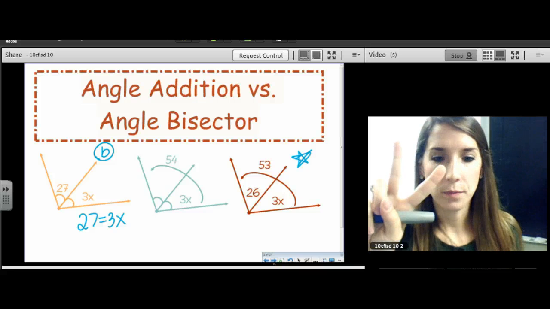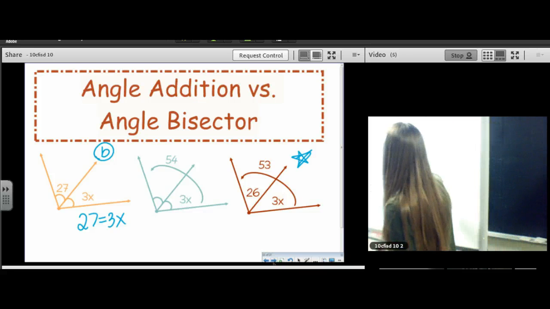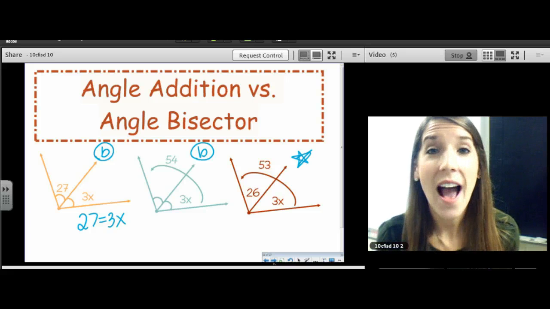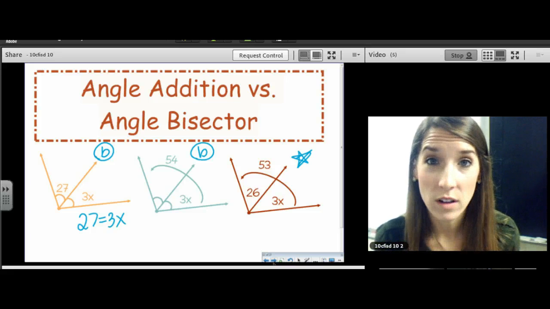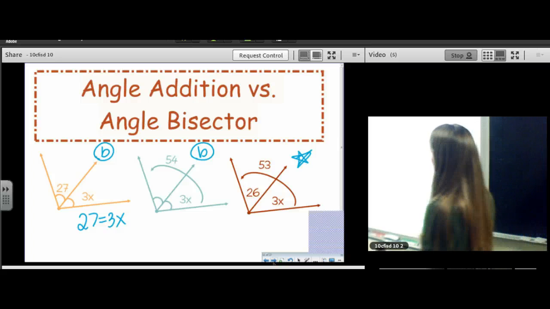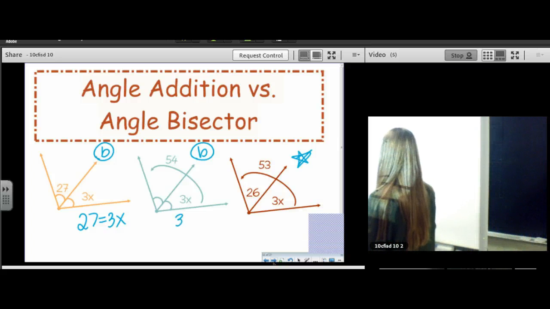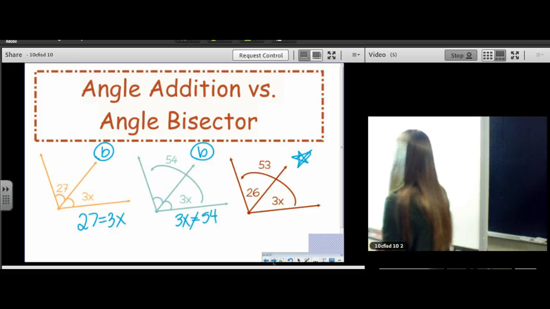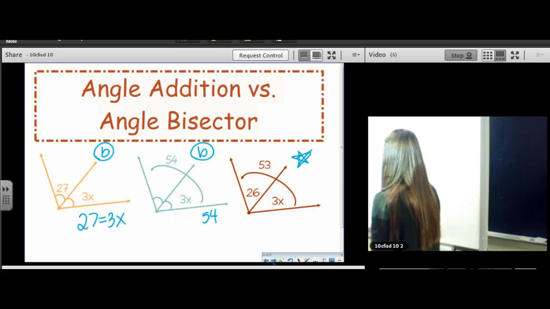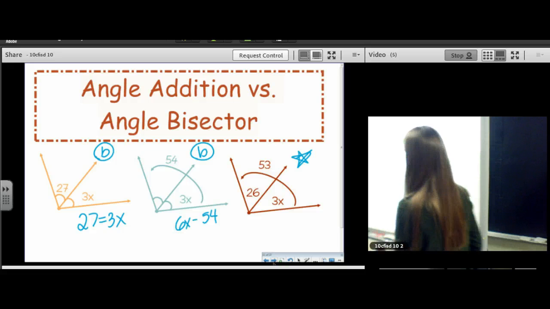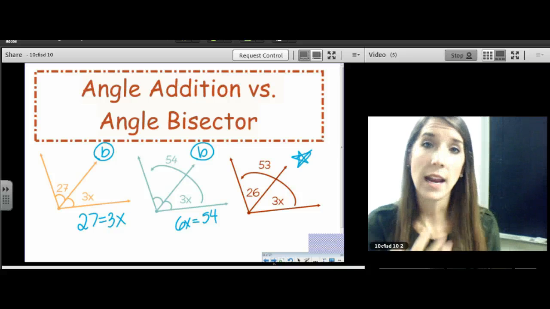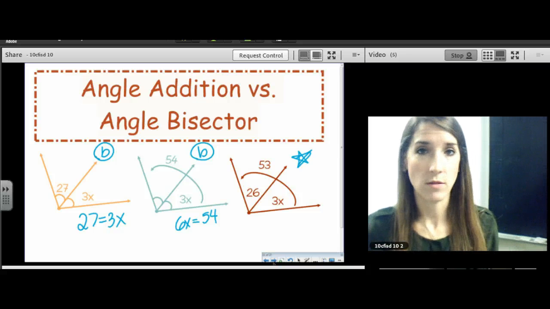Situation number 2. This is also an angle bisector, except I didn't give you the half and the half. I gave you the half and the whole. We already did this last unit, but I would not set 3x equal to 54. I could set 6x equal to 54. Or I could do 54 divided by 2, and I could set 3x equal to 27. Two choices.